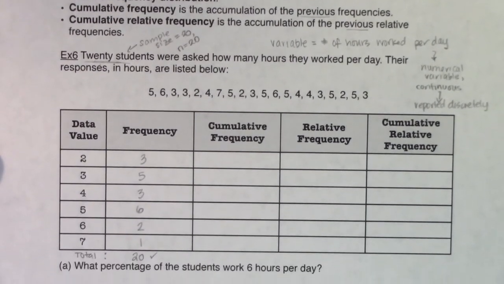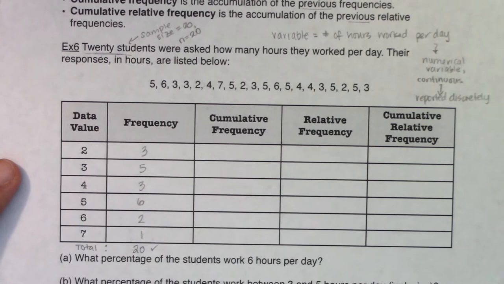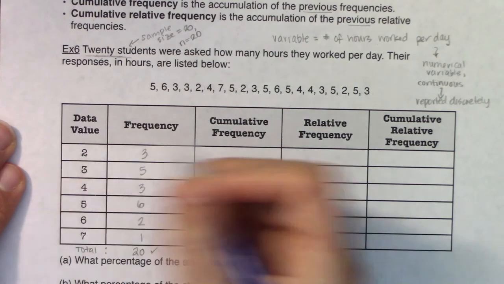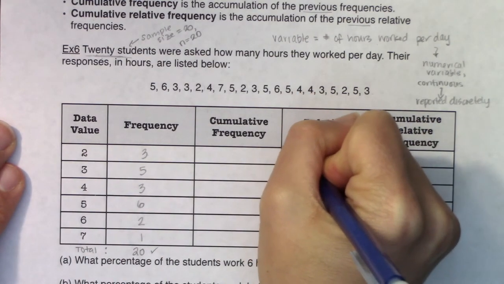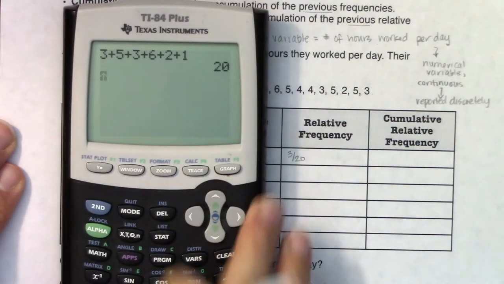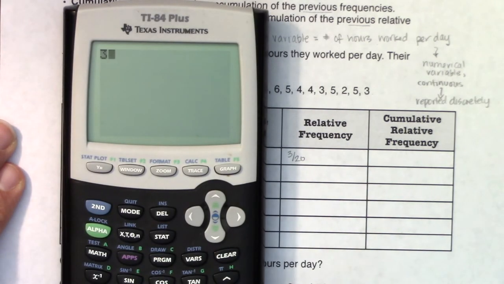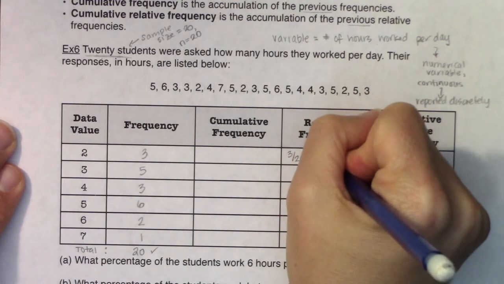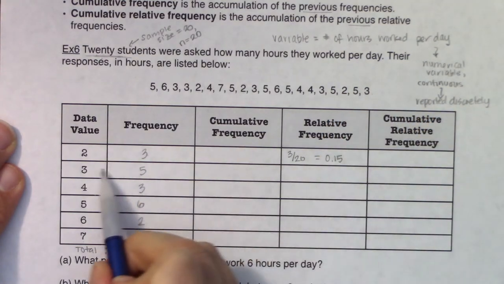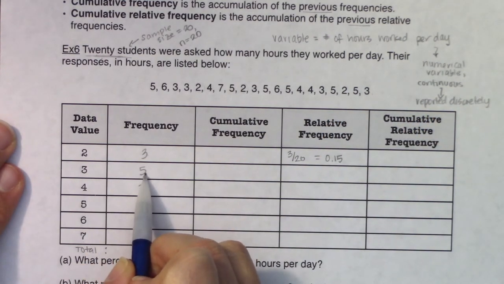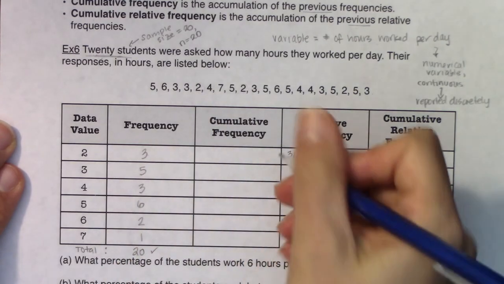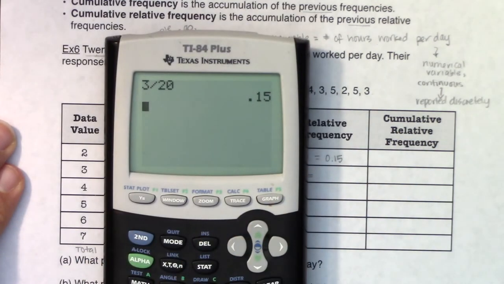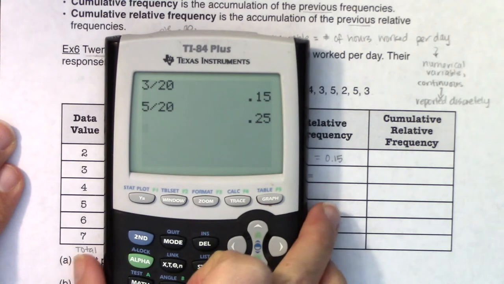So let me move this back up. And let's start to take a look here. So as I go to do this one, for the relative frequency count for the students who worked 2 hours a day, I'm gonna do 3 divided by 20. I will figure out what that fraction is equal to. It looks like it's about 15%. For the data value of 3, I had 5 students out of my 20 working 3 hours a day. So I'm gonna take 5 students out of my 20 and see what that percentage is. And that is about 25%.